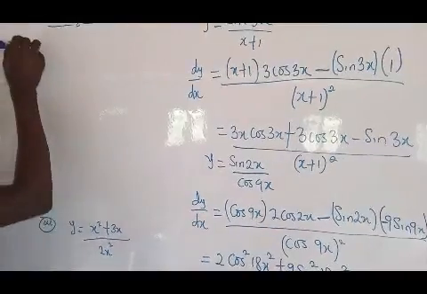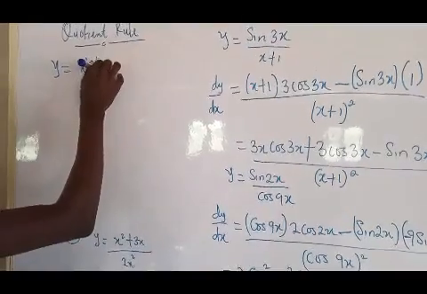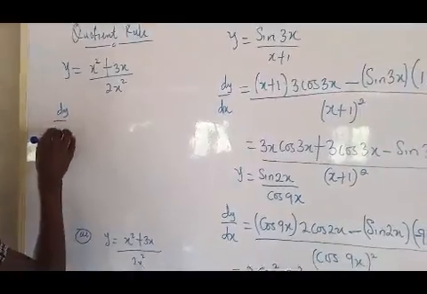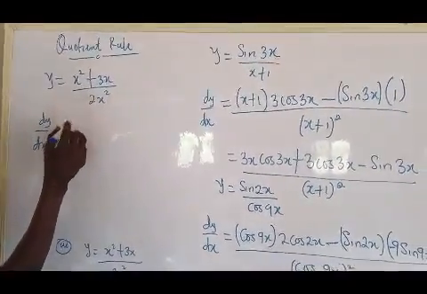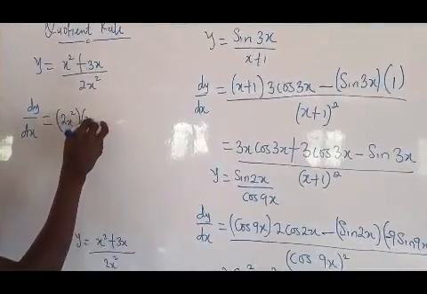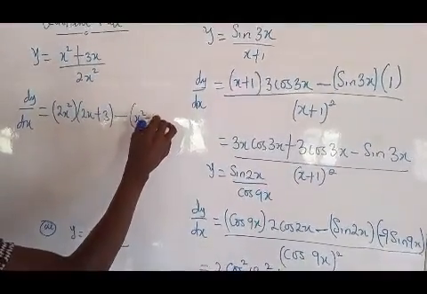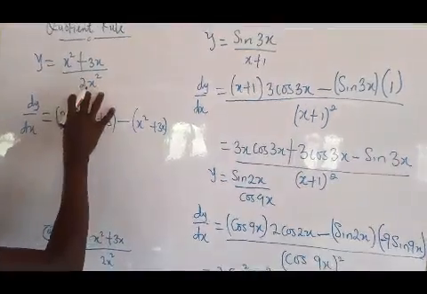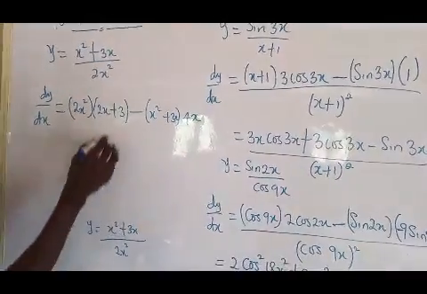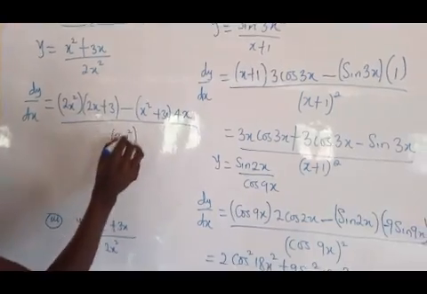All right, so the last example is y equals x squared plus 3x over 2x squared. So our dy/dx will be equal to v, 2x squared, times du/dx. Differentiate this, it will give you 2x plus 3, minus u, x squared plus 3x, then dv/dx. If you differentiate this, you will get 4x, all over v squared. So that's 2x squared all squared.